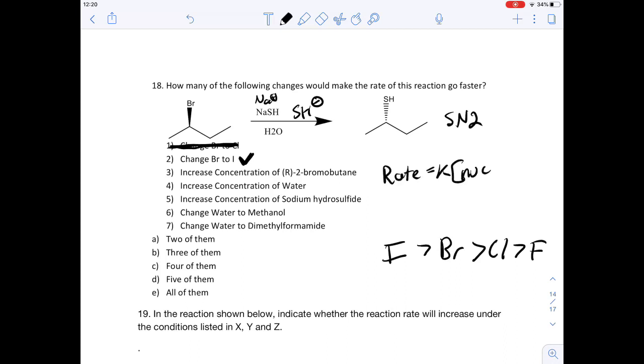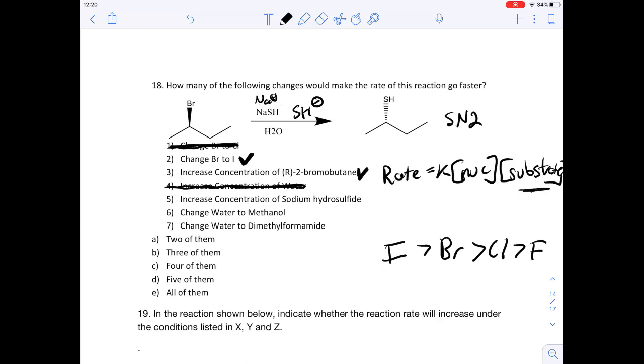Okay, SN2 reactions, the rate depends on the nucleophile and the substrate. So yeah, that actually would help the reaction because you're increasing the concentration of the substrate, and that's going to increase your rate. Okay, now increasing the concentration of water. This is pretty much useless. You wouldn't want more polar protic solvent in an SN2 reaction, so that is going to decrease your rate, and that's bad. Okay. Number 5 says increase the concentration of sodium hydrosulfide.